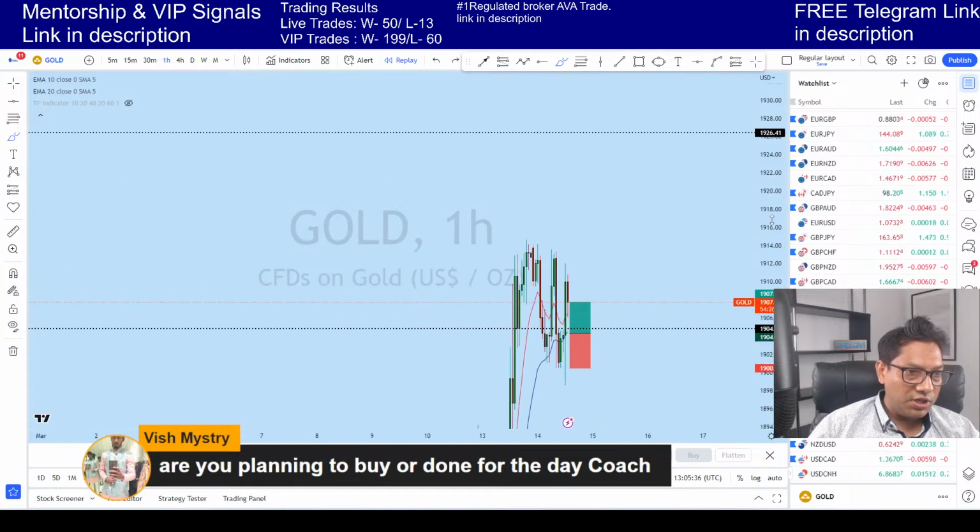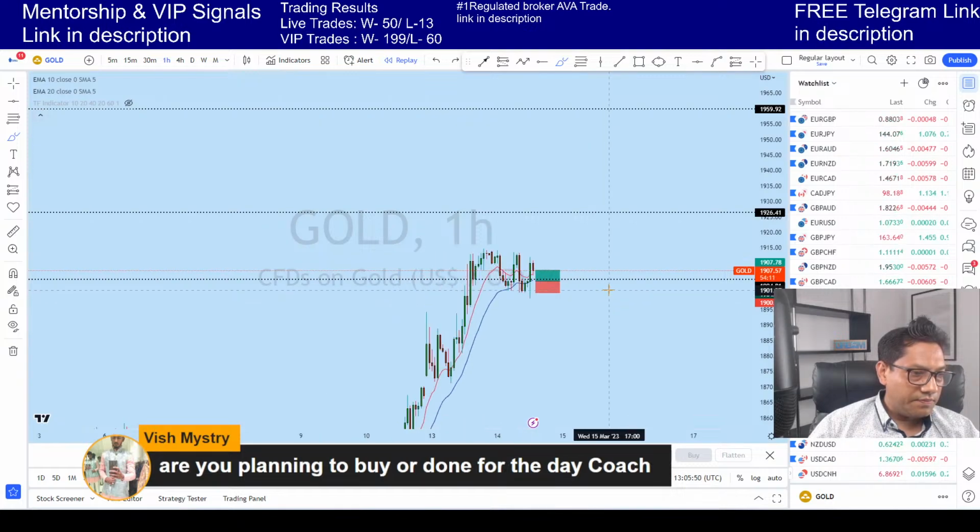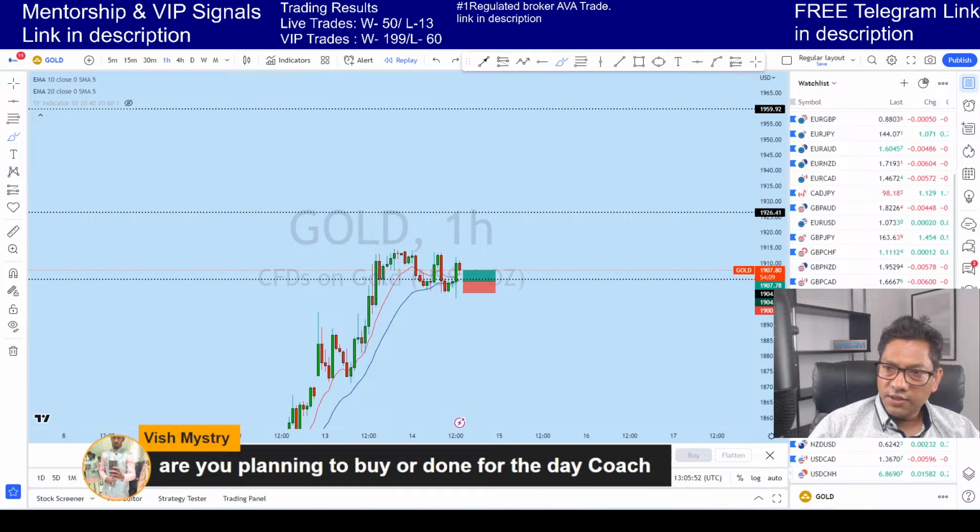Okay, so when you see the market created this movement, created this structure, which is a bullish structure, I see that it is in fact a bullish structure.